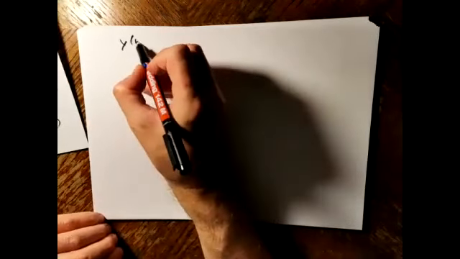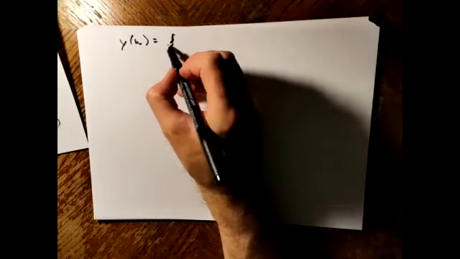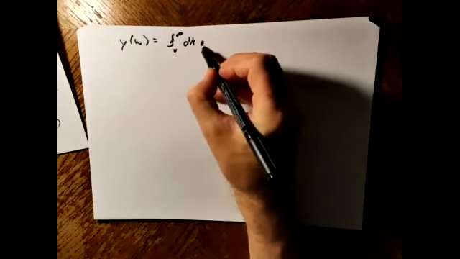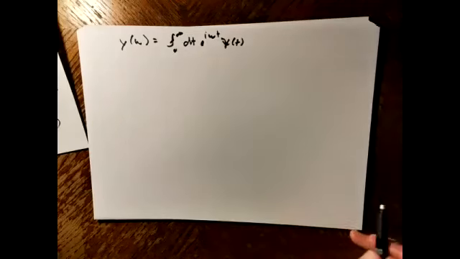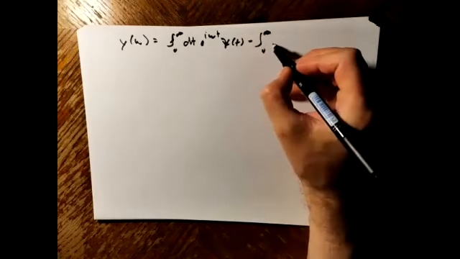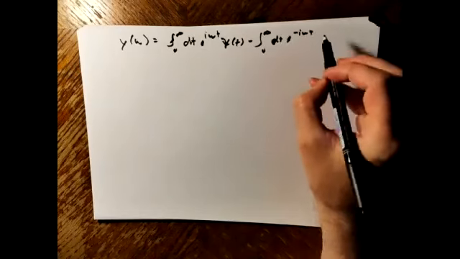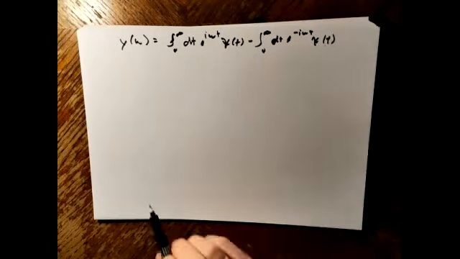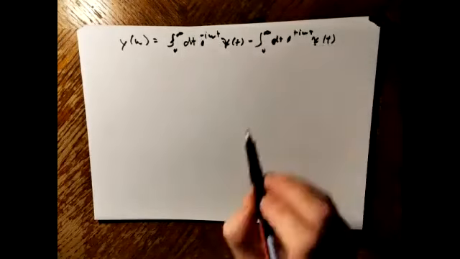Okay, so finally I'm going to get y of omega equals the integral from 0 to infinity dt e to the I omega t chi of t, minus the integral from 0 to infinity dt e to the minus I omega t chi of t. Okay, so that's, well, actually, it's the other way around. This was minus and this was plus, sorry.